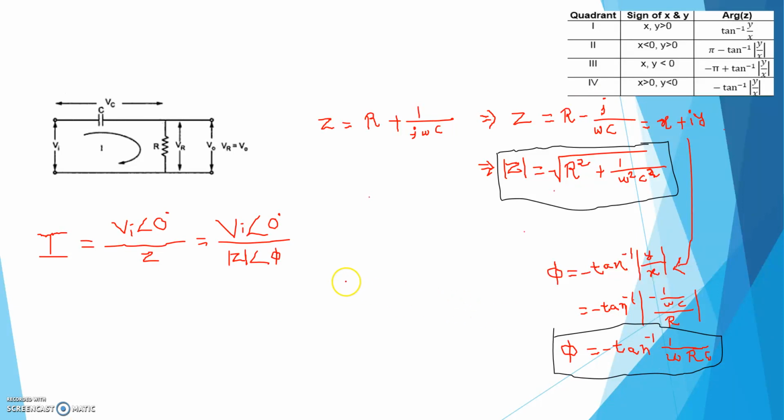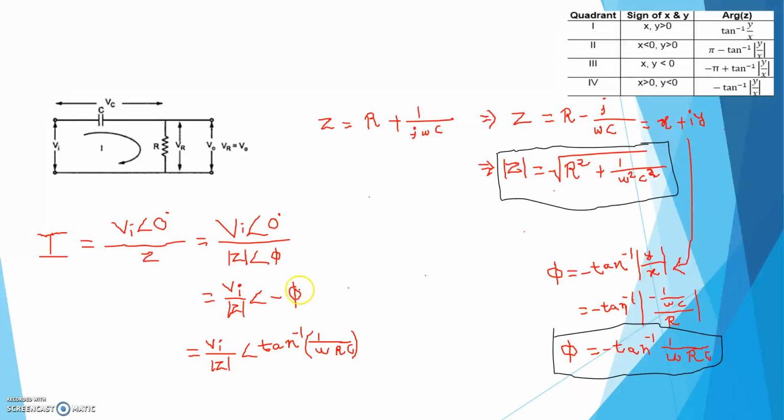Clear? Now see, if we calculate the current flowing through the circuit, we will get I equal to Vi at an angle 0 degree by Z. Let us assume that we are providing input voltage as a pure sinusoid, that is Vi angle 0 we are applying. So I is equal to Vi angle 0, that is no phase shift in the input voltage, by mod of Z angle theta, because complex number Z is equal to mod of Z angle theta. Clear? Now we can simplify and get Vi by mod of Z at an angle minus phi.